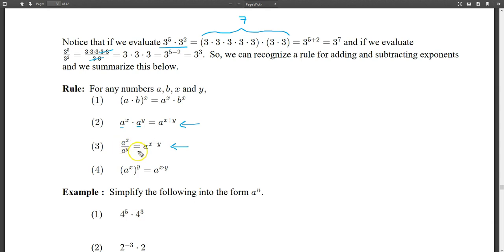So that's another rule. And then we have these two that we didn't illustrate with examples, but they're also true. (a times b) to the x power is a to the x times b to the x power. In other words, you can distribute the exponent x to the a and to the b. And then down here, a to the x raised to the y power, now you multiply the exponents together when you have something like this. So those are the rules that we have. Let's take a look at some examples.